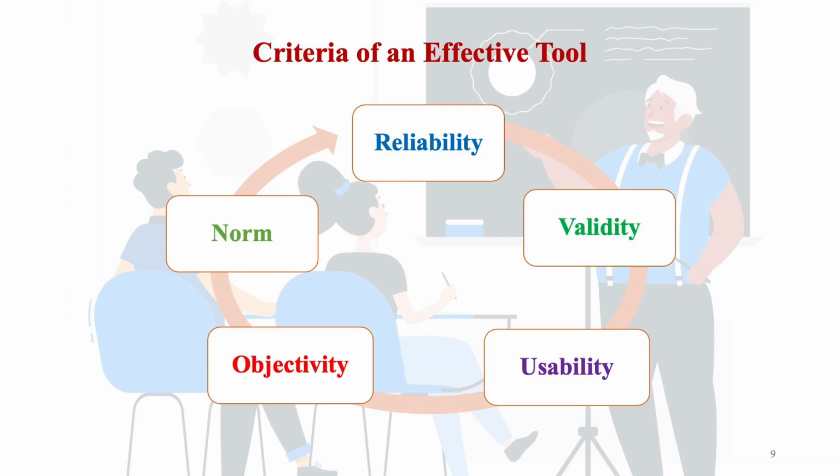Let us now focus on the criteria of a tool. As I said in my earlier lesson on reliability, these are the certain criteria of an effective tool: reliability, validity, usability, objectivity, and at the same time the norm of the tool. Now let us focus on the second criteria of an effective tool, that is validity, and discuss the concept of validity.